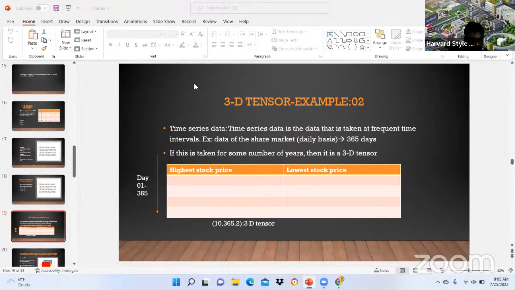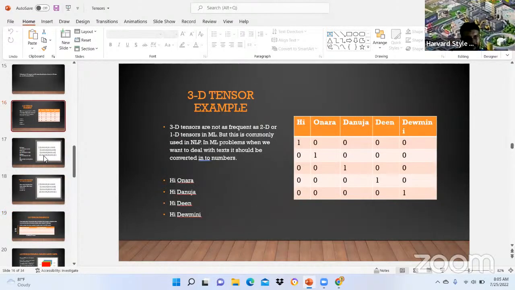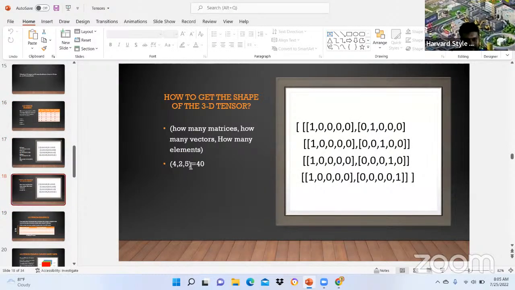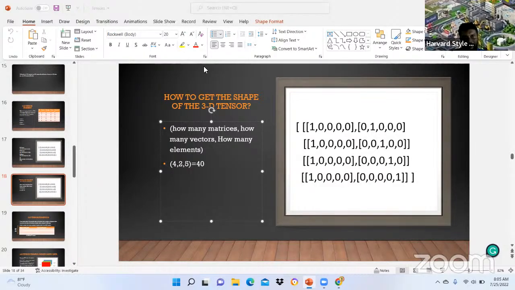Is size and shape the same? No. Shape is this one. Okay. Size is not the shape. Size is, so shape is this one. Arranging like this way is the shape. By multiplying, the answer that you are getting is the size. Now the 40 is the size. This is the shape. Right.